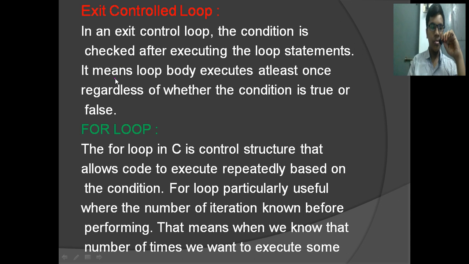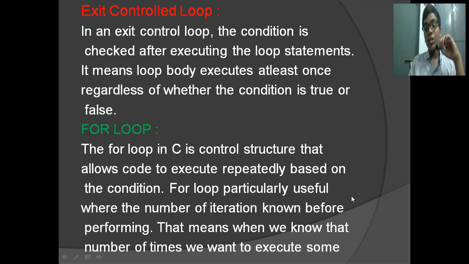Okay, let's see about exit control in the later. For loop. For loop is the first kind of entry control loop. The for loop in C is a control structure. It allows code to run repeatedly based on the conditions. Any loop or code will run based on the condition. For loop means, let's directly go to the syntax, and this definition is of no use.